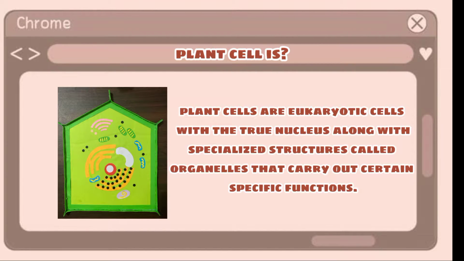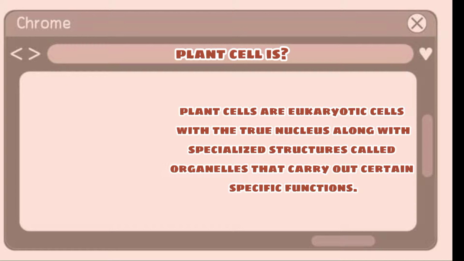Plant cells are eukaryotic cells with a true nucleus along with specialized structures called organelles that carry out certain specific functions.